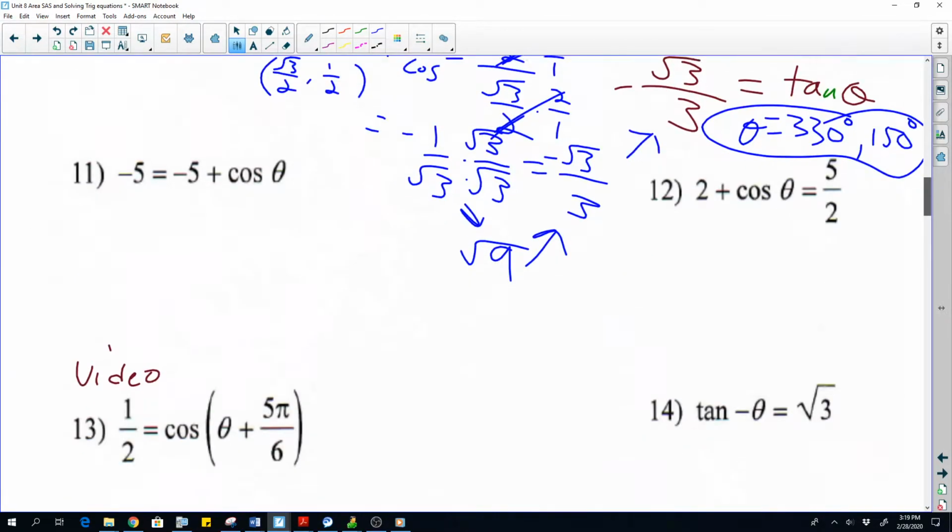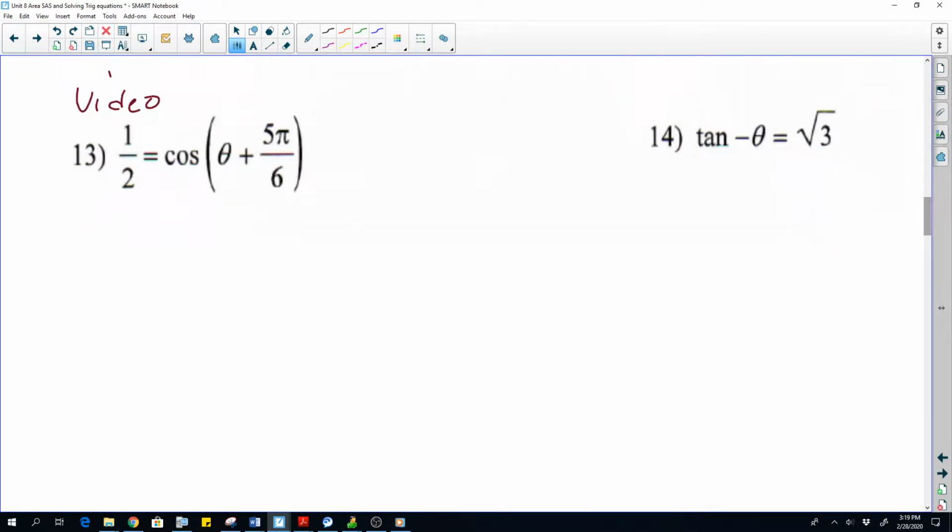So let's jump to a harder one, number 13. Okay, so we want to get everything else to the other side except for the cosine. Ooh, 13's all set up. What we want to do is treat this as without the 5 pi over 6, and then we'll come back to it. Let's first find the answer of where cosine equals a half, okay? So you tell me.